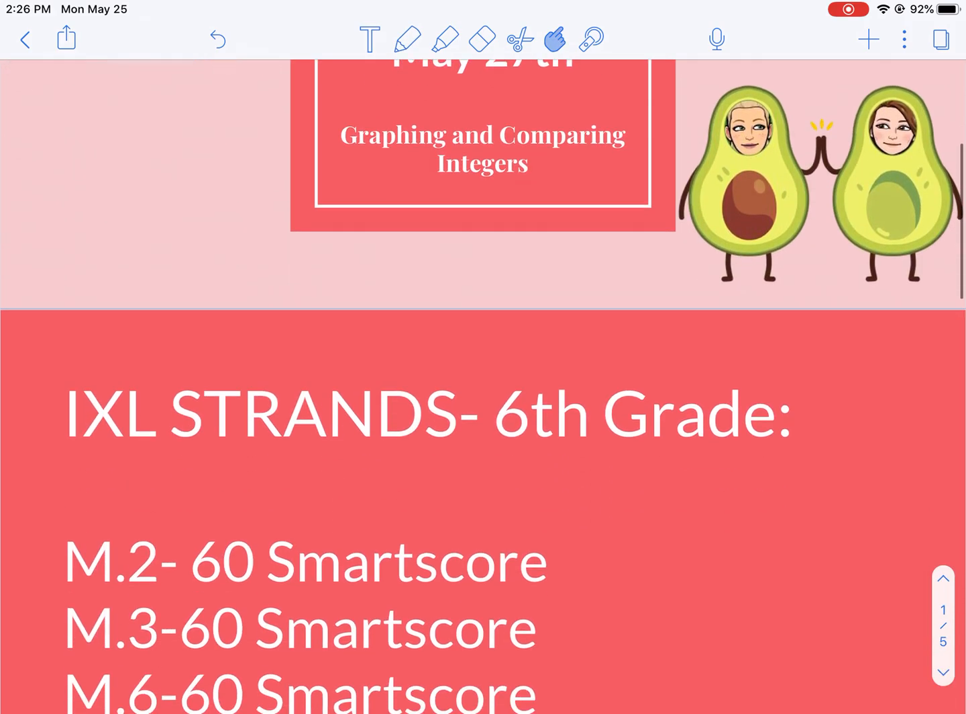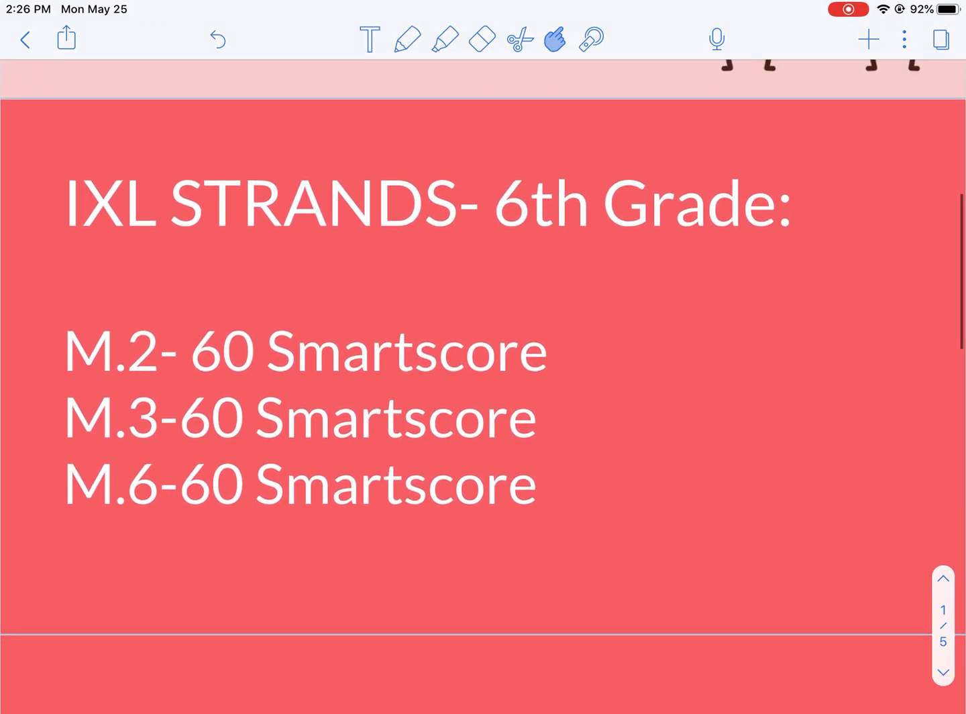So, moving forward, IXL strands for today are going to be 6th grade M.2, M.3, M.6. You need to get a 60 SMART score in each of those 3 strands. Because there's 3, we're not going to have you do all the way to 80, okay? So you get a little break there. So M.2, M.3, M.6, but you only need to go to a 60.